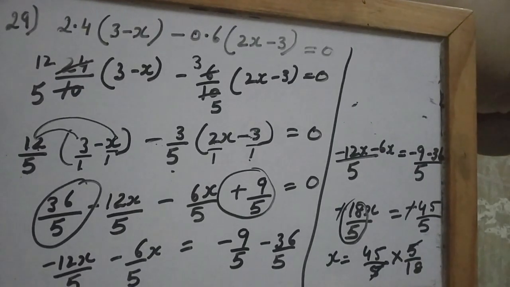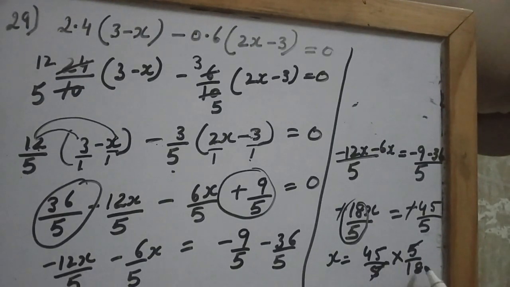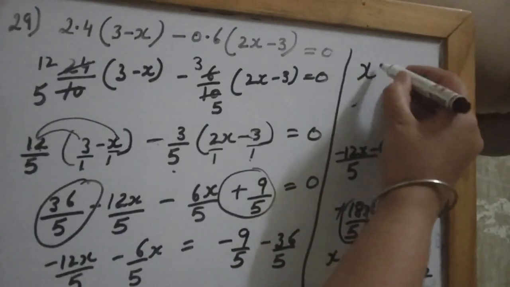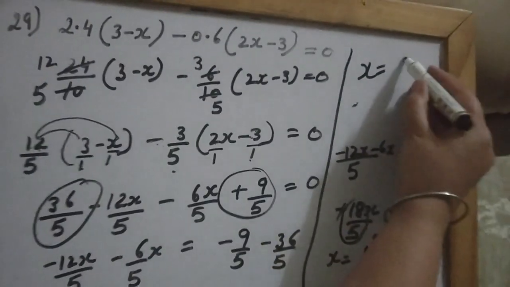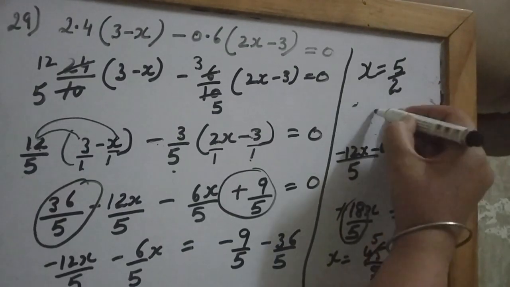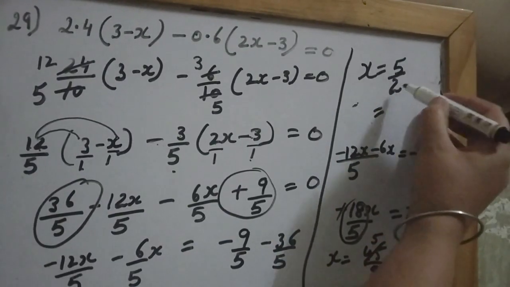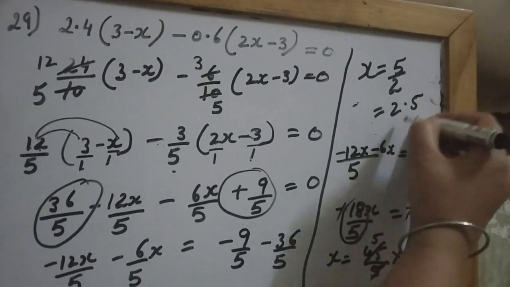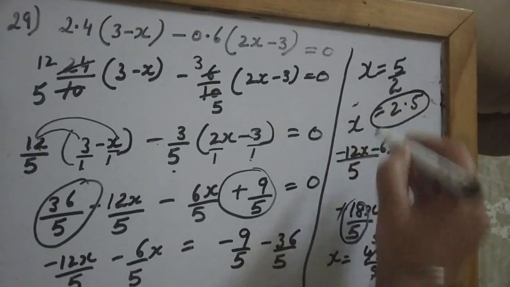So 5 and 5 get cancelled, and both of these are in the table of 9. So 9 2s are 18 and 9 5s are 45. So the answer, the value of x, is 5 upon 2, and if you divide 5 upon 2, you will get 2 2s are 4, 2 5s are 10. So this is the value of x.